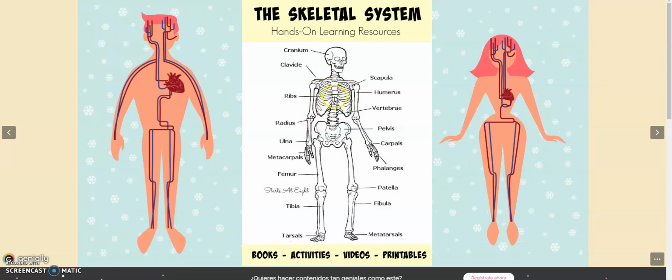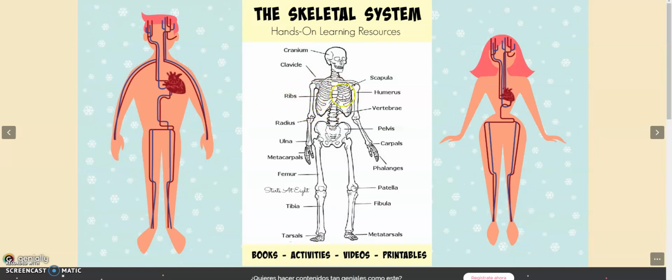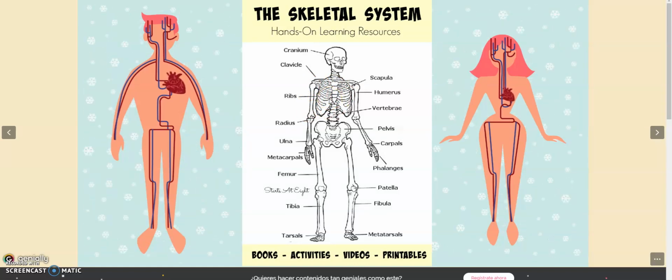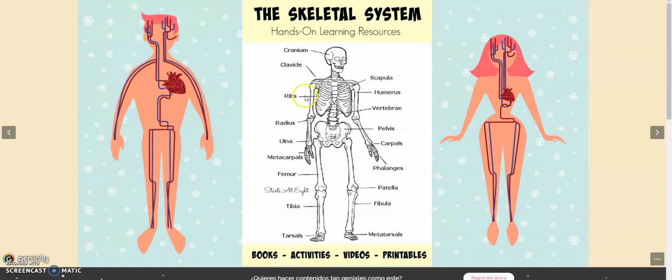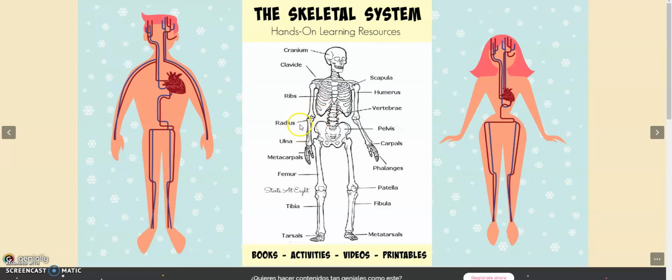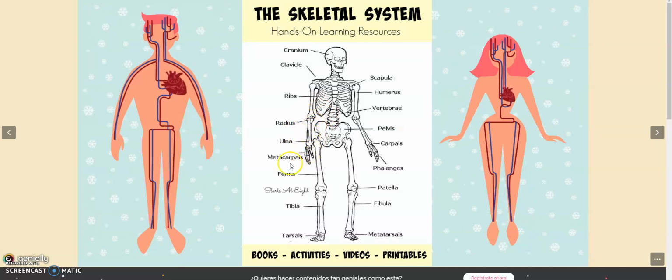These ones over here are the ribs, las costillas. The people who are very skinny, you can see their ribs, when they are very skinny. Cuando son muy delgados se les ve las costillitas, the ribs. The radius, the ulna, here, radius and ulna.